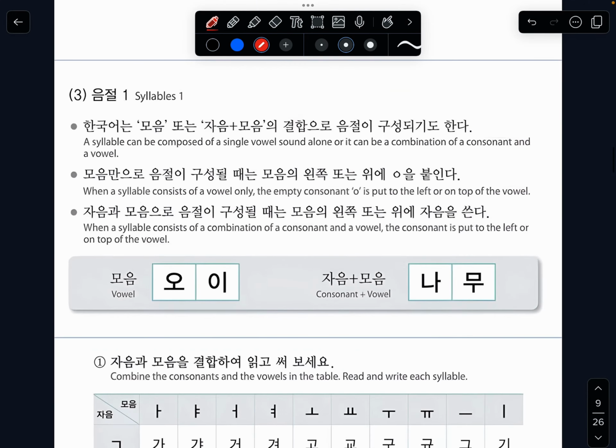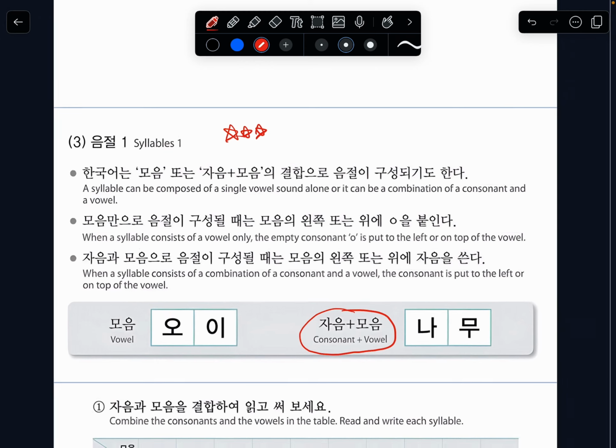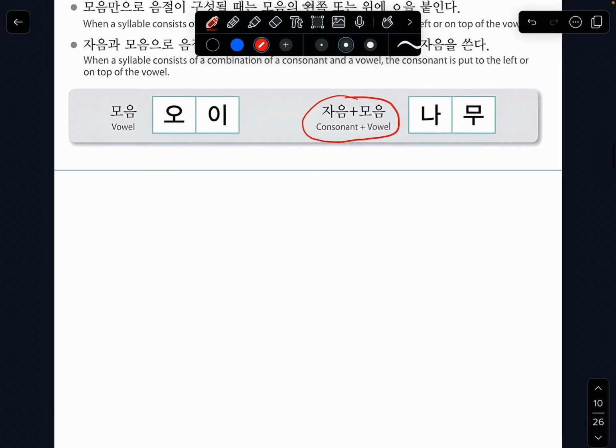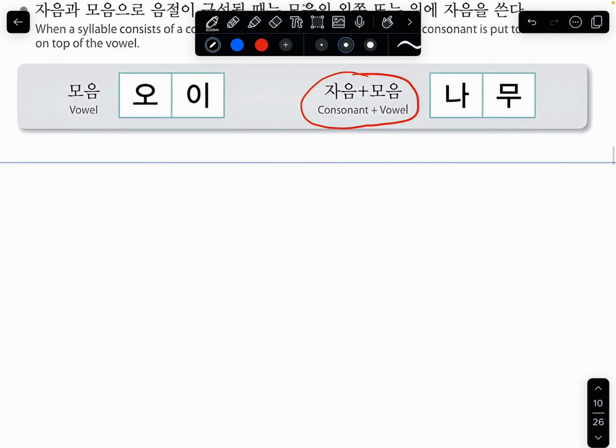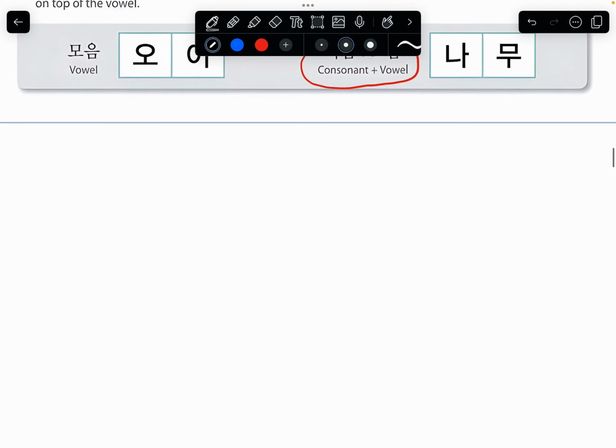Now, this is the important part, because you want to know how we can combine vowel and consonant. How do you combine consonant and vowel? If you can see here, there's a different combination. So I will show you all.